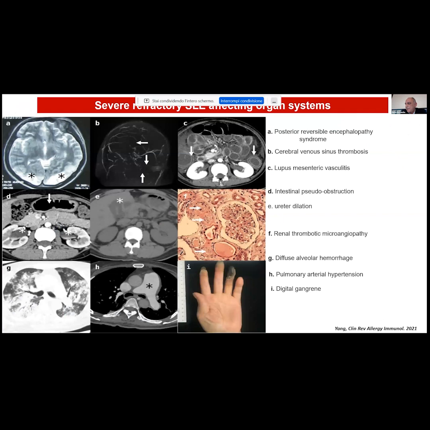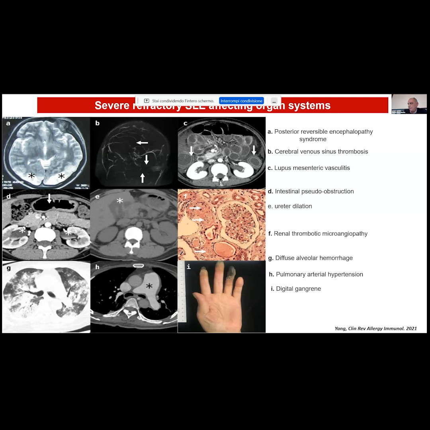There are classical severe life-threatening conditions that represent a challenge for clinicians. They include posterior reversible encephalopathy, cerebral venous sinus thrombosis, lupus mesenteric vasculitis, intestinal pseudo-obstruction, ureter dilation, renal thrombotic microangiopathy, diffuse alveolar hemorrhage, pulmonary arterial hypertension, and digital gangrene, and are often refractory to conventional therapy.